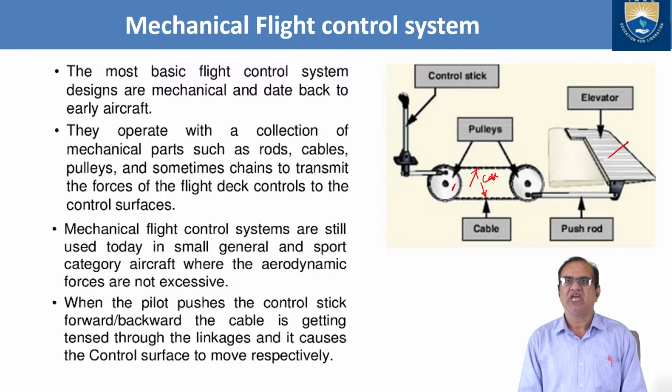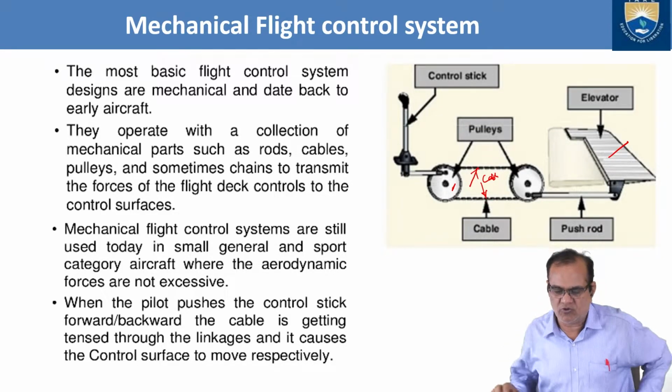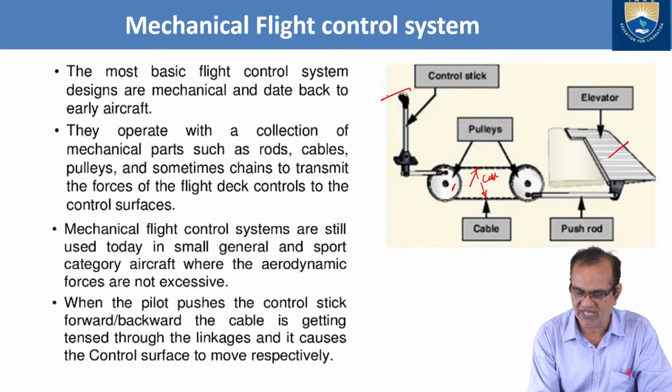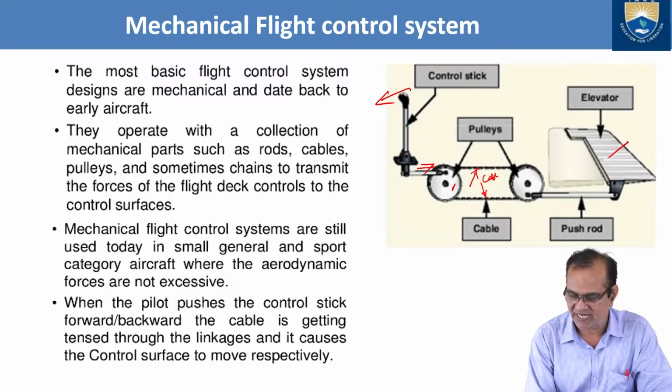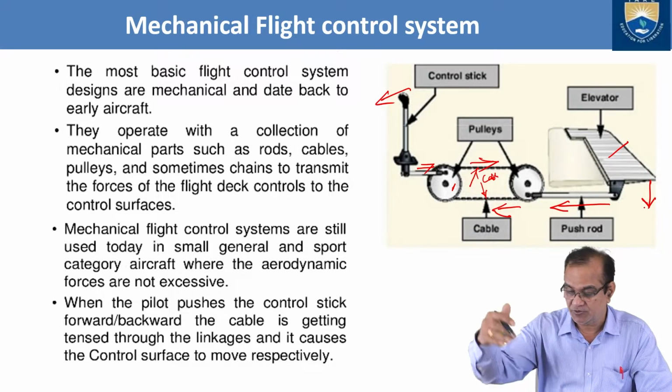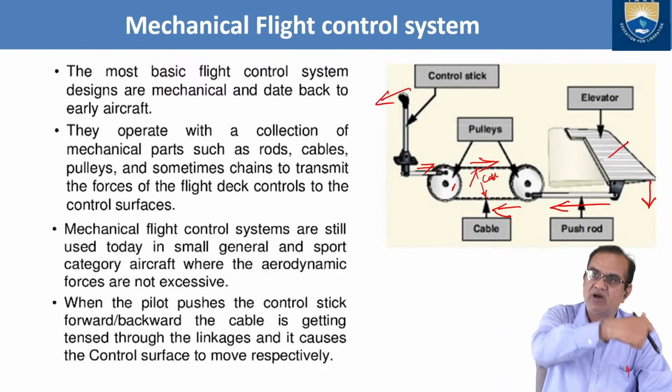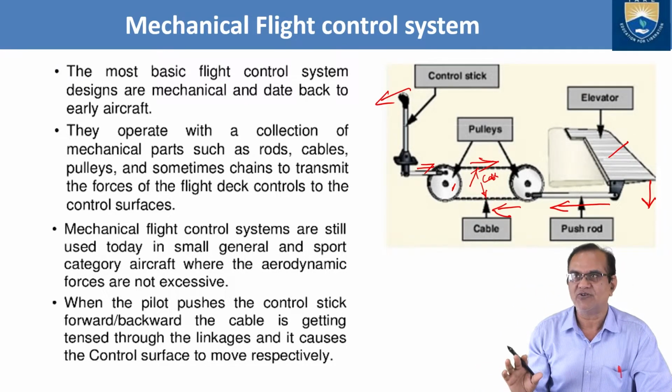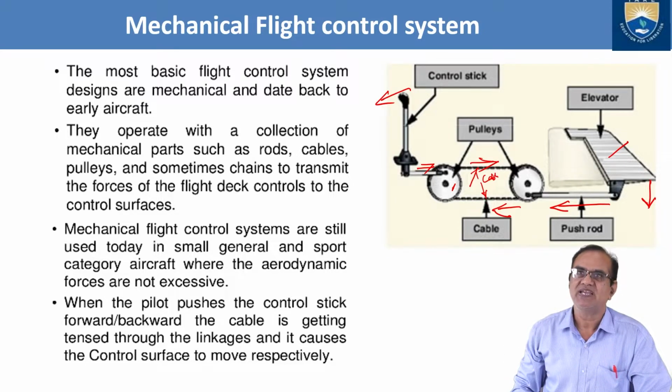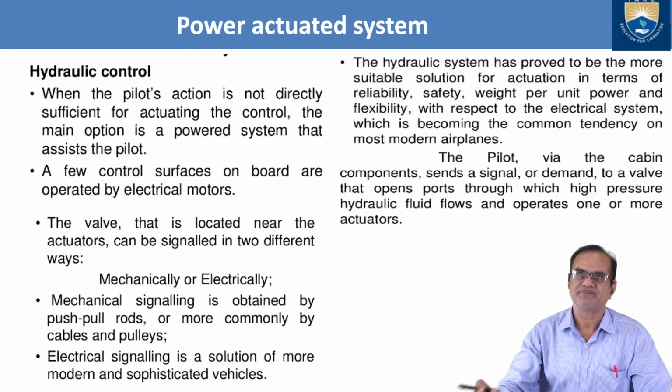When the pilot pushes the control stick forward or backward, the cable is tensed through the linkage and causes the control surface to move. You can see here, if you move this rod, then this cable will go this side, this will move this thing here, and this thing will be deflected down. If you deflect down, the forces will go upward. This is how a mechanical flight control system works.